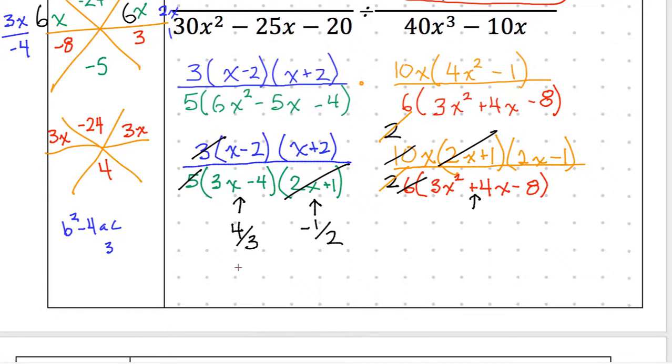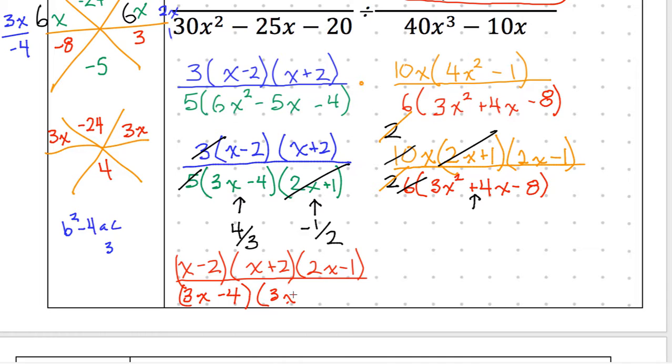Let's write it down. It was x minus 2 times x plus 2 times 2x minus 1, all of that divided by 3x minus 4 times this giant polynomial here, 3x squared plus 4x minus 8, for x not equal to what?